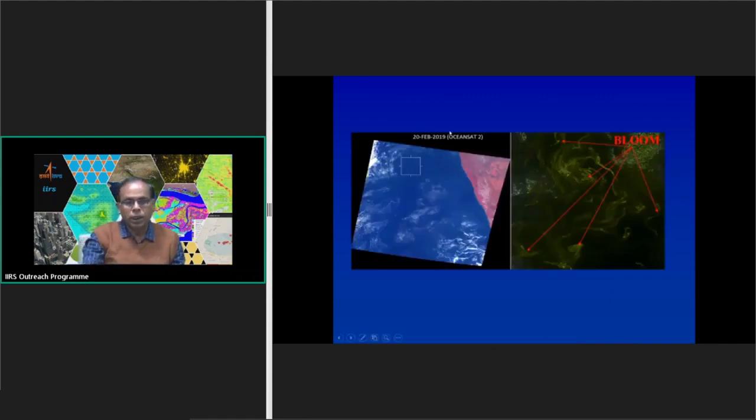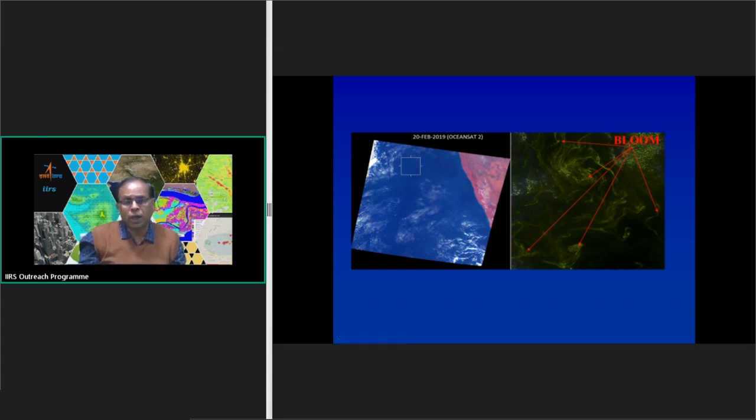And this is the OceanSat 2 data of 20th February 2019. In this image, when you are doing simple image analysis, you can find the bloom patches present here, and the extent of the bloom you can see in the satellite imagery after a few radiometric enhancements, and you can identify it without doing any correction.